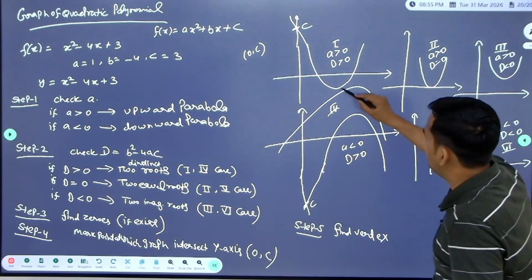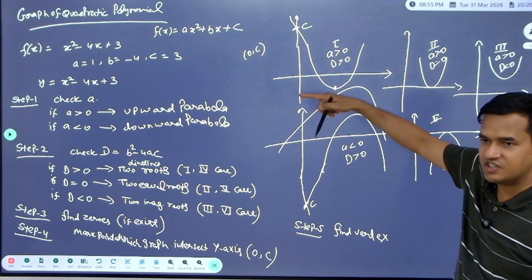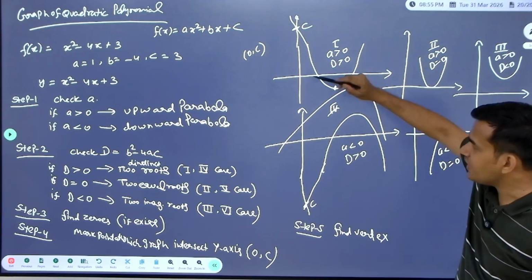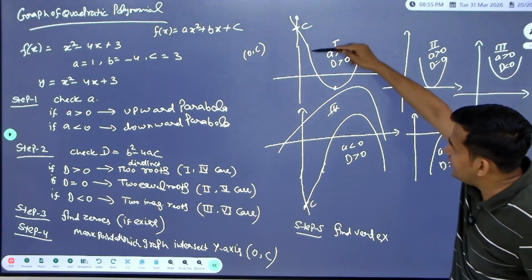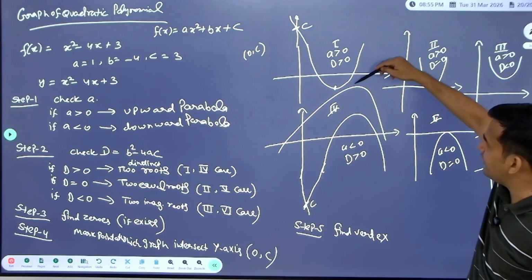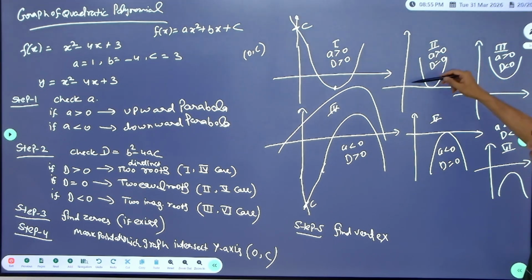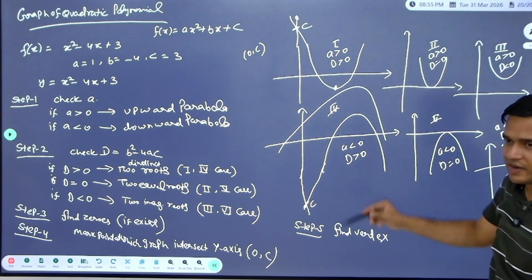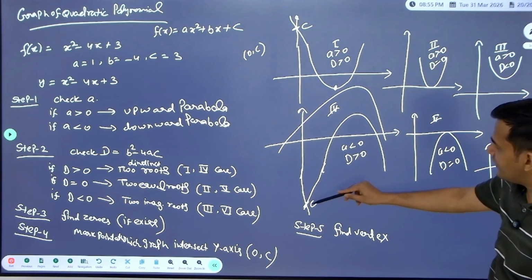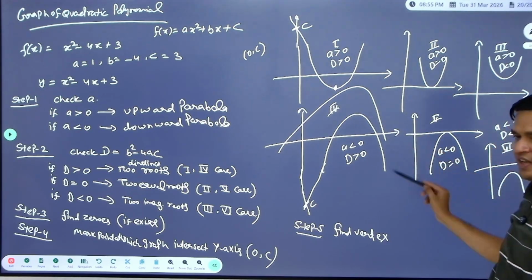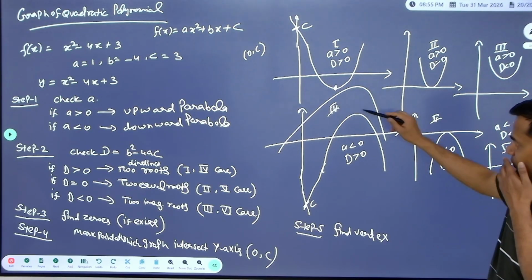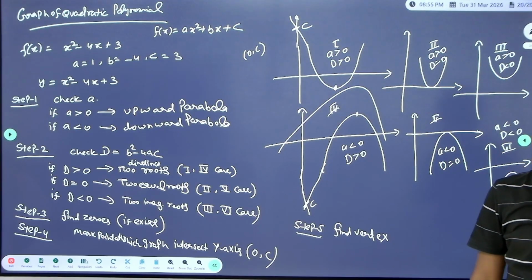Vertex, this is called vertex where the graph changes. See, the graph is decreasing up to this point. After this point, the graph starts increasing. Here also the graph decreases up to this point, so this point is called vertex. In this graph, it is increasing up to this point and then decreasing, changing direction. So this point is called vertex.